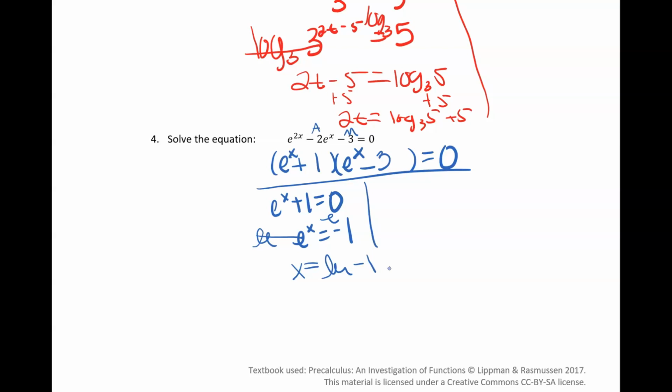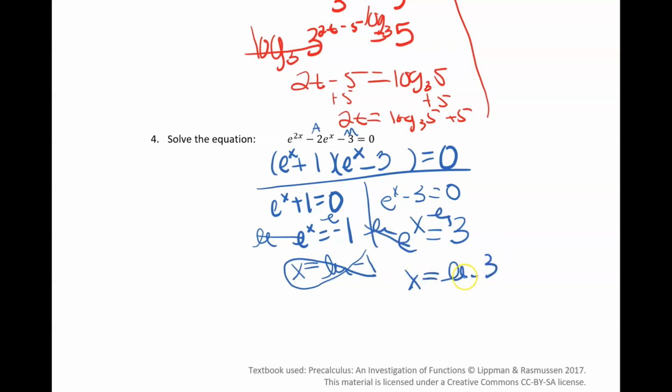Now, when you go to ln negative 1, it is not in the domain of our natural logs, so that is actually not going to work out. But let's look at that e to the x minus 3. So I add the 3 over. ln both sides to cancel the e, so you get x to be ln 3. Exact answer there, or plug it in your calculator, 1.099.